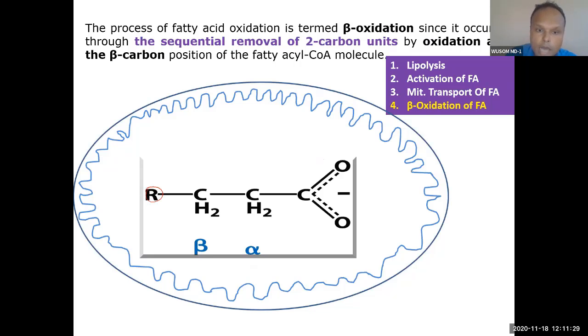So this carbon is the alpha carbon, this is the beta carbon. The carbon attached to the functional group, this is the functional group of the fatty acid, is called the alpha carbon. And the next carbon is the beta carbon. So why is it called beta oxidation?